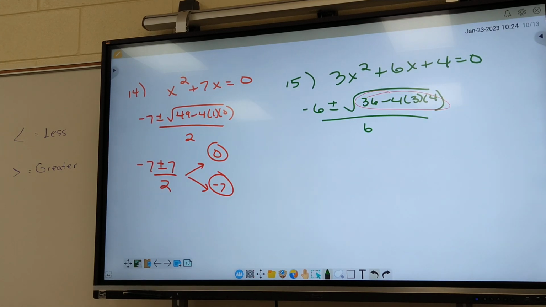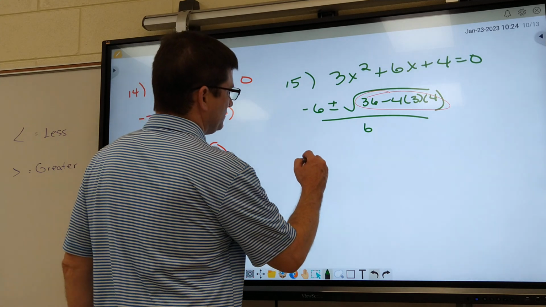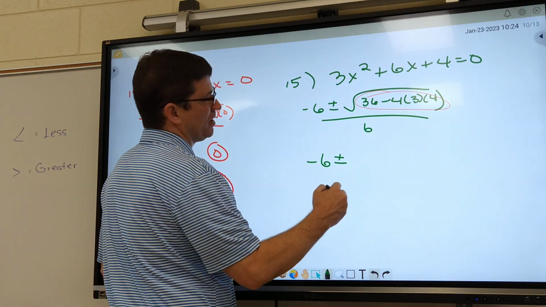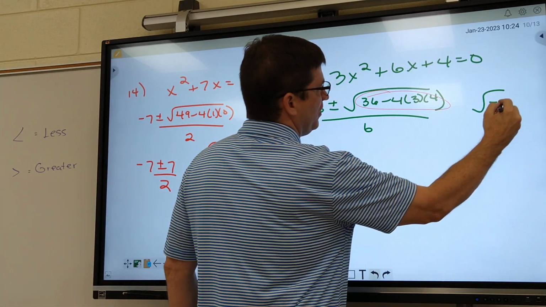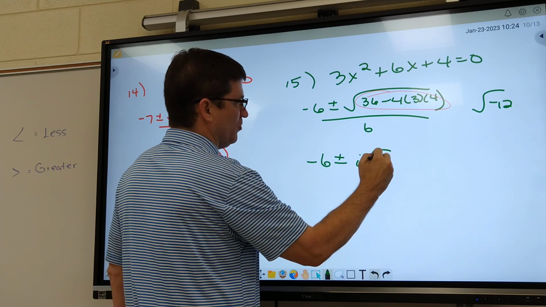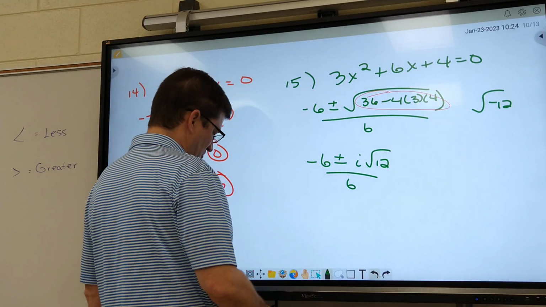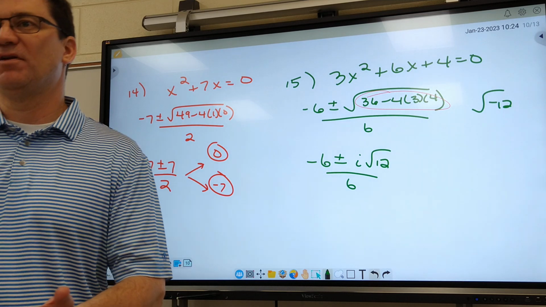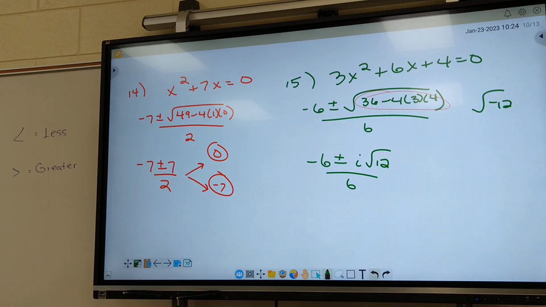What Harley gets when she plugs that in. She got negative 12. Is that what y'all got? All right, so here's the trick. If it's negative 12, you bring the negative out, it's i root 12. That's the first thing you have to do. You got to know that if it's got a negative, you bring it out. Now, everybody use your calculator, hit the program button, and simplify square root of 12.